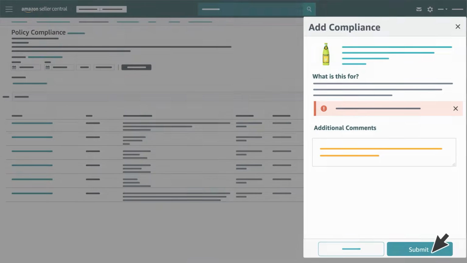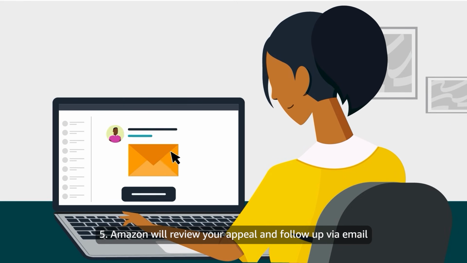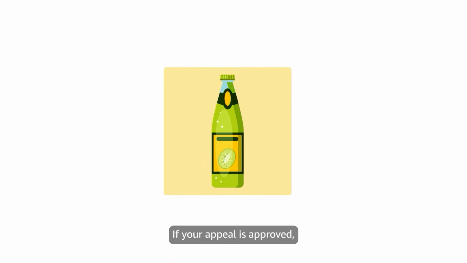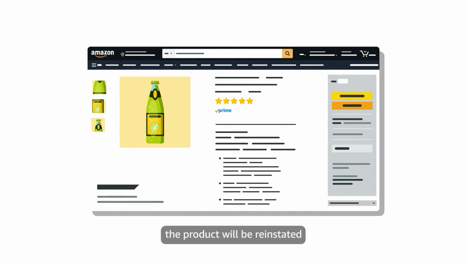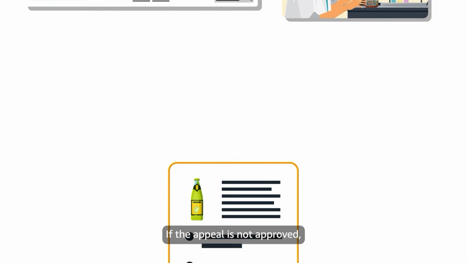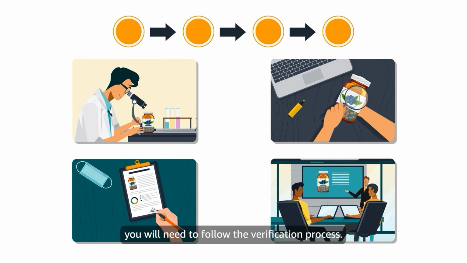Click Submit. 5. Amazon will review your appeal and follow up via email if additional information is required. If your appeal is approved, the product will be reinstated and will not be required to undergo verification. If the appeal is not approved, you will need to follow the verification process.